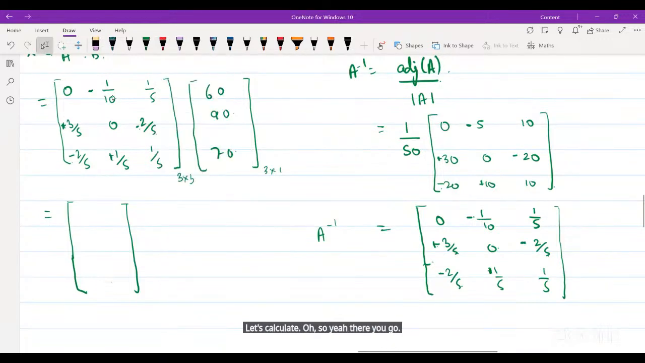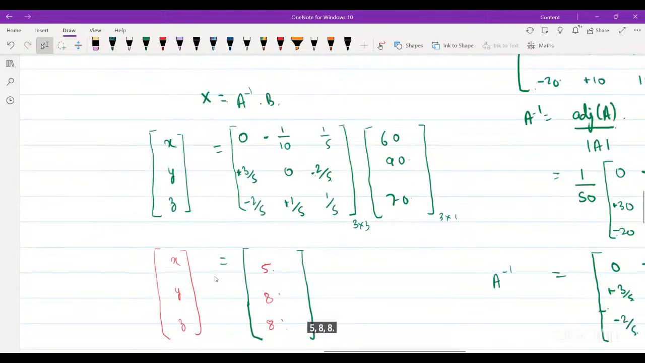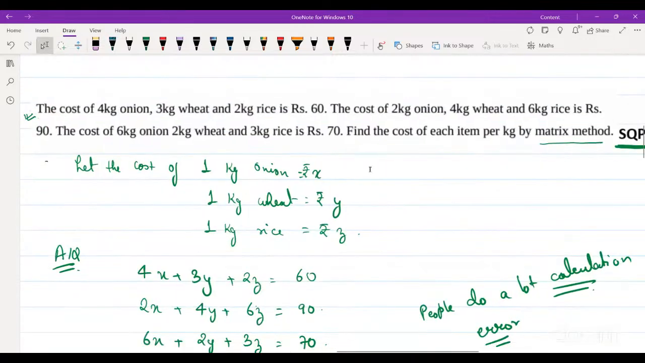So this is minus 9 and this is 14. 14 minus 9 is 5. This is 12. 12 into 3 is 36. 36 minus 28 is 8. Okay, this is 12 minus 24. 24 plus 18 minus 6. Minus 6, and this is 14. This is also 8. So x, y, z is equal to 5, 8, 8. This means this is rupees 5, this is rupees 8, and this is also rupees 8.